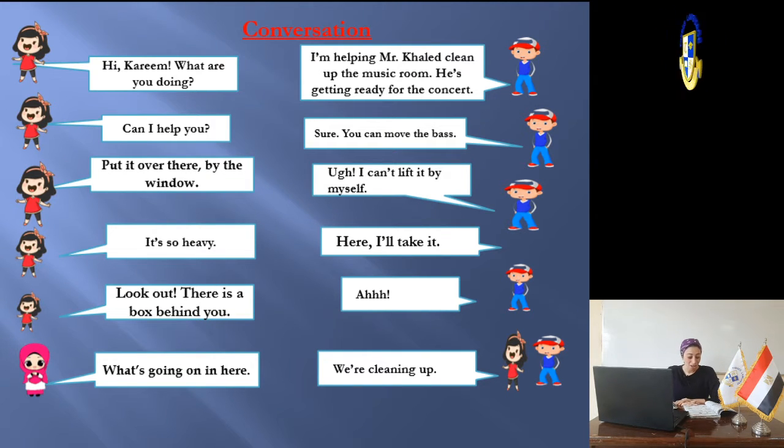Let's start. Hi Karim, what are you doing? I'm helping Mr. Khalid clean up the music room. Please underline or highlight, I am helping Mr. Khalid clean up the music room. We can say both, I'm helping Mr. Khalid clean up or to clean up. Both are right. I am helping Mr. Khalid clean up the music room. He's getting ready for the concert. Can I help you? Sure. You can move the bass. Please highlight or underline the bass.